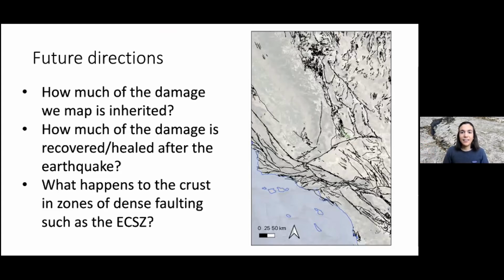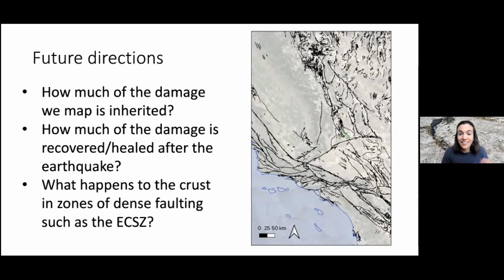And I think in a more long-term thinking, what happens to the crust in zones of dense faulting, such as the Eastern California shear zone? We know that some of the damage we map has to be permanent because we see damage zones existing along faults in late interseismic stages. For example, on the Calico fault, which is also pretty close to Ridgecrest here in the Eastern California shear zone.